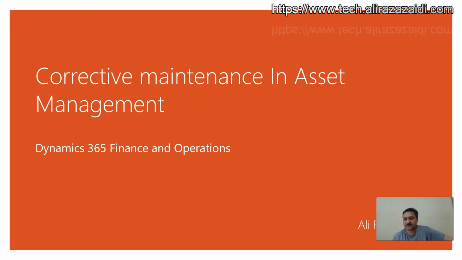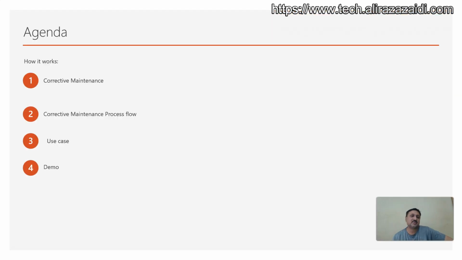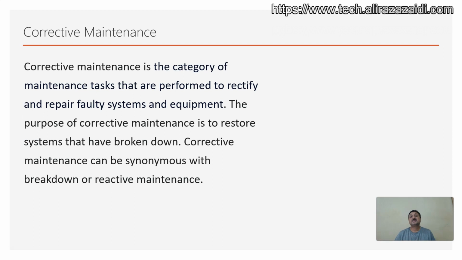In this video, I am going to share how corrective maintenance works in the asset management module for Dynamics 365 for Finance and Operations. The agenda for this video is the definition of corrective maintenance, then the corrective maintenance process flow in D365 for Finance and Operations, one use case, and then a demo. Corrective maintenance is the maintenance request or maintenance when a fault or issue occurs in equipment or an asset. This is also called a breakdown.